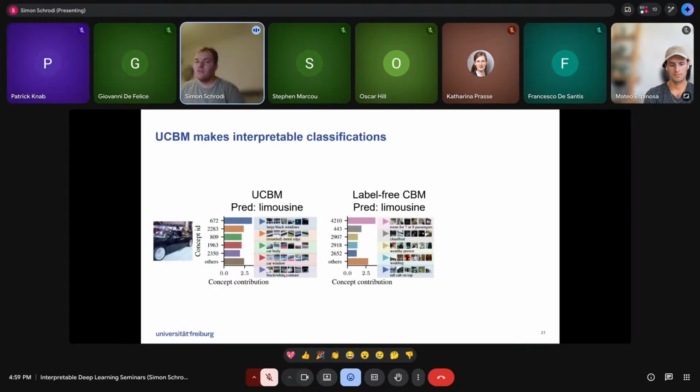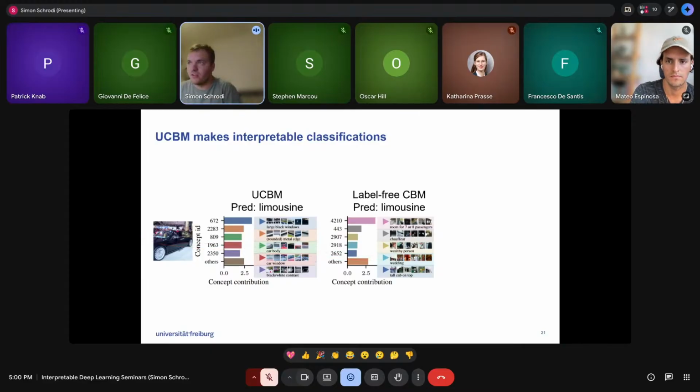If you now look into Label-free CBM, it also predicted limousine correctly. That's nice. However, it focused on a lot of concepts which are actually not present here, and I think many of them are correlated with the class itself, the limousine. But these concepts are not visible, unfortunately, for that image. For example, there's no chauffeur, at least. I zoomed in, maybe there is one. I might miss them, but I don't see that. And also, there's no wedding.